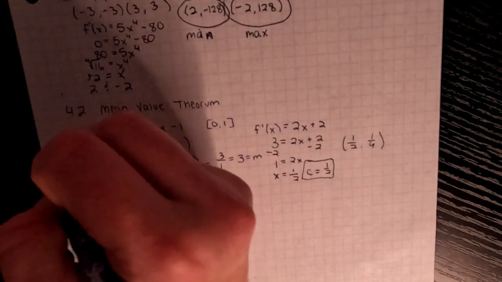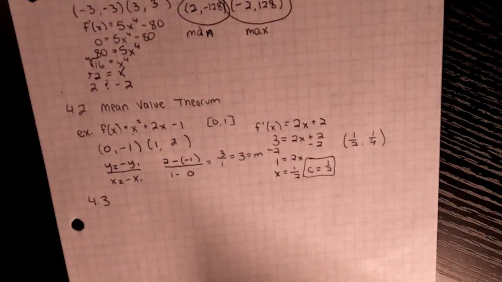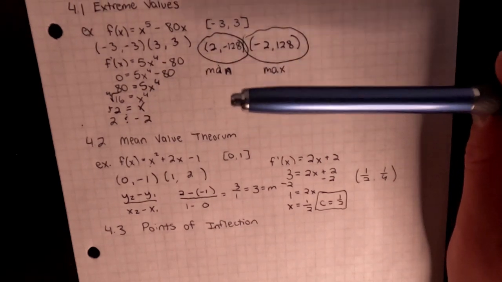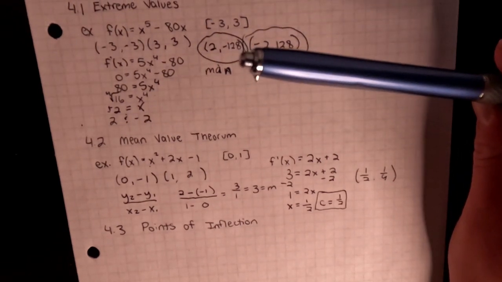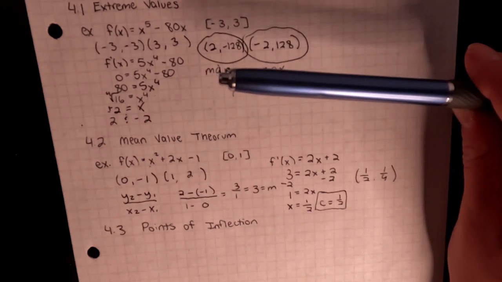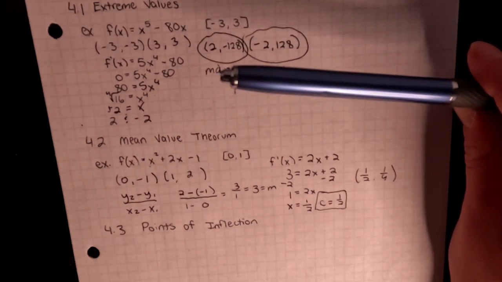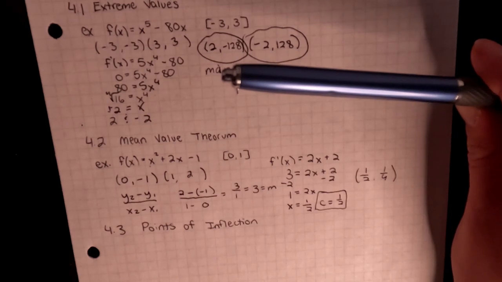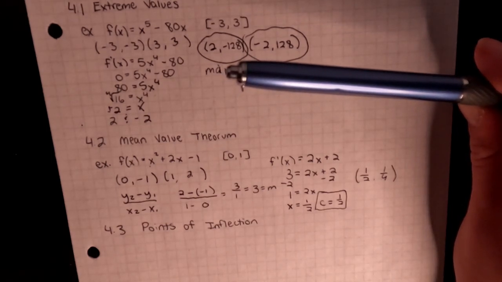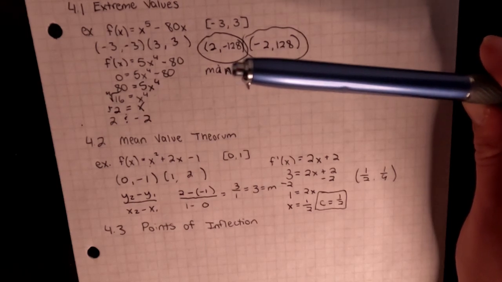Now on to 4.3. 4.3 talks about points of inflection. Just like up in 4.1, you're going to want to find your derivative, but then you're going to want to take it a second time to get your acceleration function, which is going to give you your inflection points when you set that equal to 0.